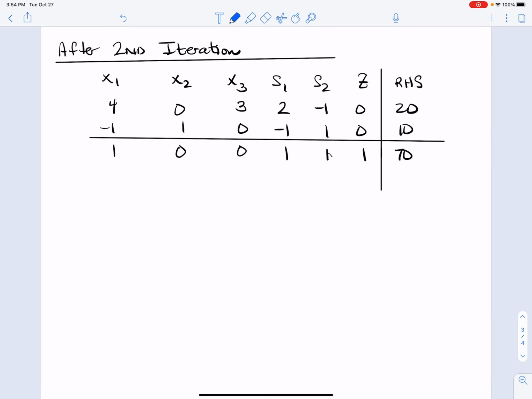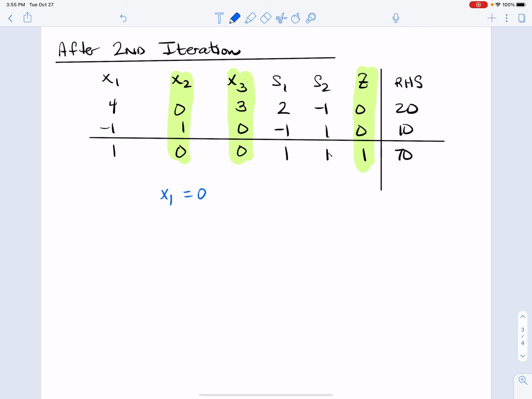Notice the bottom row, no more negatives, and we'll highlight the columns that correspond to basic variables. x1 is not part of the party, so that's a shame. x2 is, because it has all but one zero. x3 has all but one zero. S1 and S2 are out of the picture now, and z is always going to be part of the basic solution. So here's what we have.